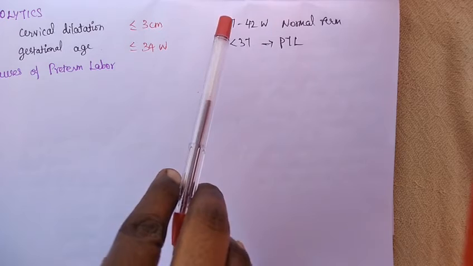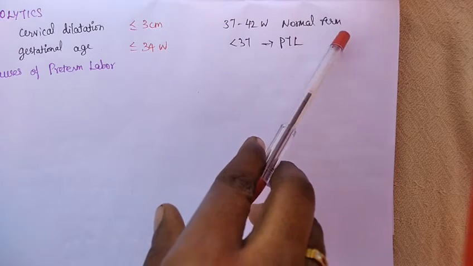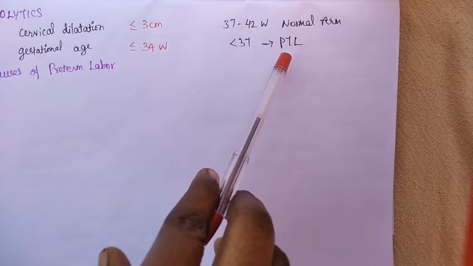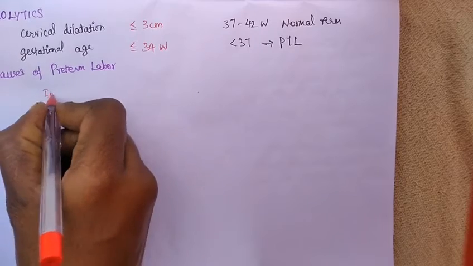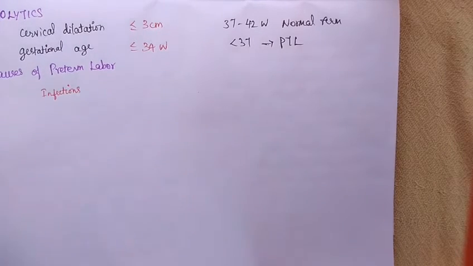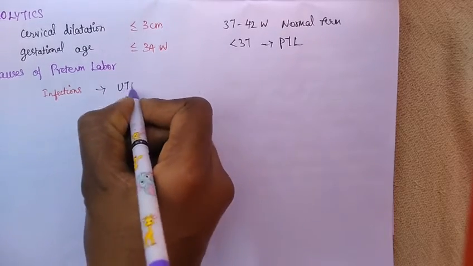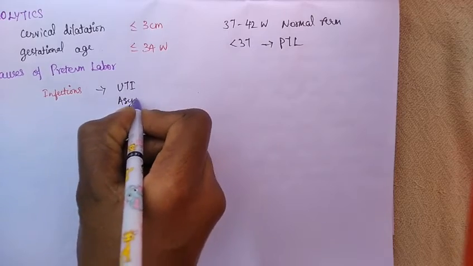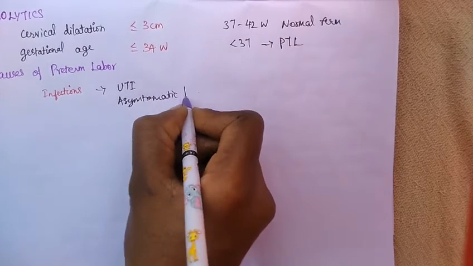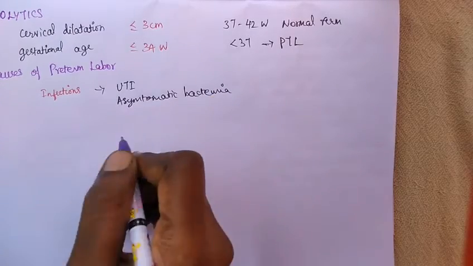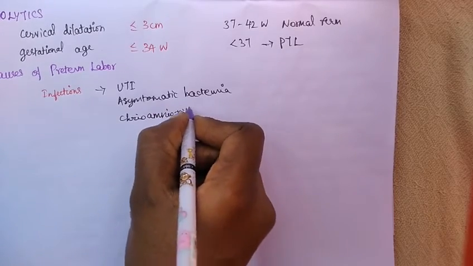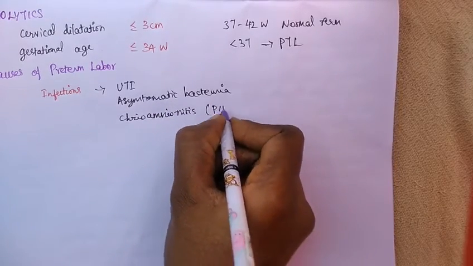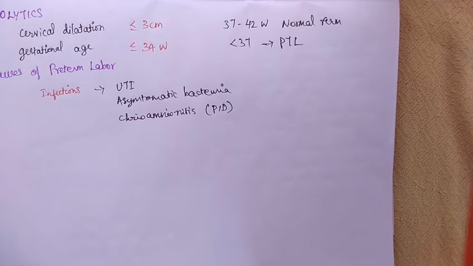We need every woman to deliver at 37 to 42 weeks, and that is the normal term, and less than 37 weeks is preterm labor. And what are the causes of preterm labor? Infections. Infectious causes are the most common, and in infections they can get UTI, asymptomatic bacteriuria, and chorioamnionitis. Chorioamnionitis is otherwise called PID in pregnancy.